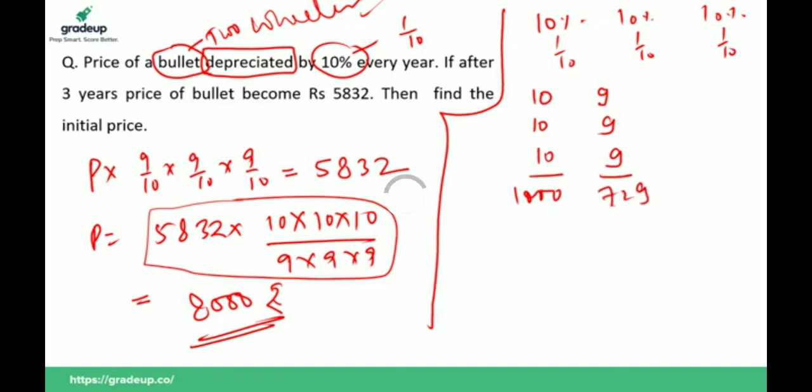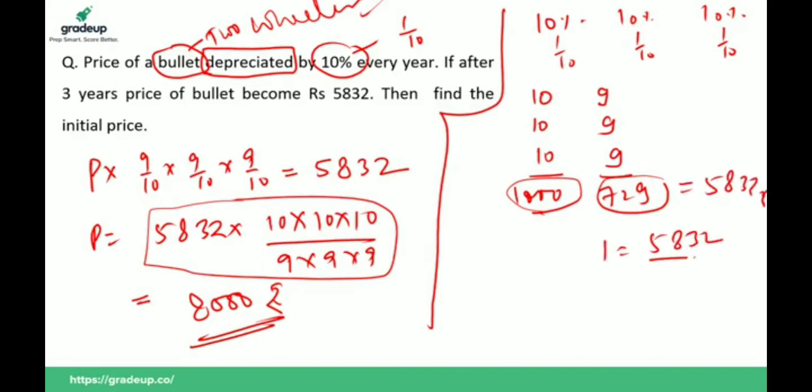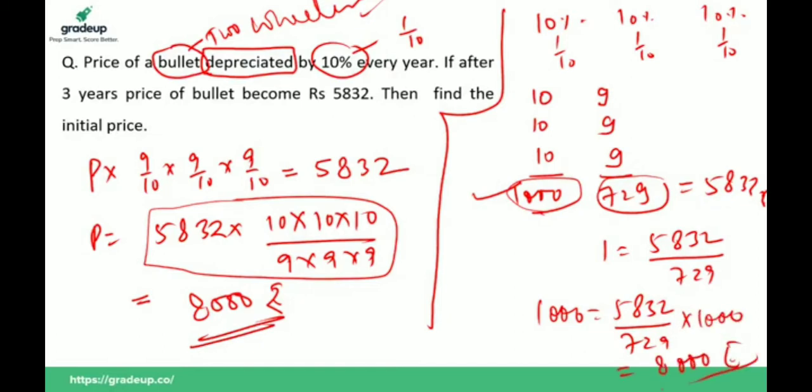This means initially the price of the bullet is 1,000. Now the price of the bullet becomes 729. And in this question, the price of the bullet is this, so I can equate this. So 5832 divided by 729, and we have to find the initial price, that is 1,000. So guys, this is the similar method. You can go by any of these two methods. You will find your answer. Is it clear to all of you? Now we will move to the next question.